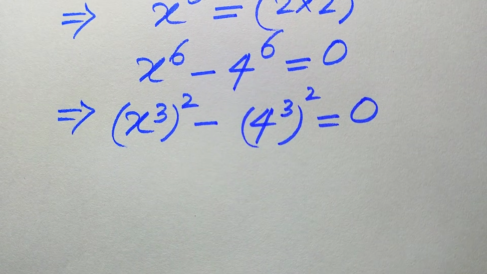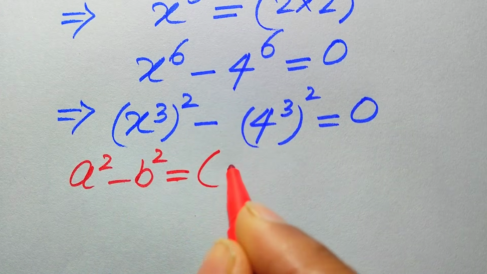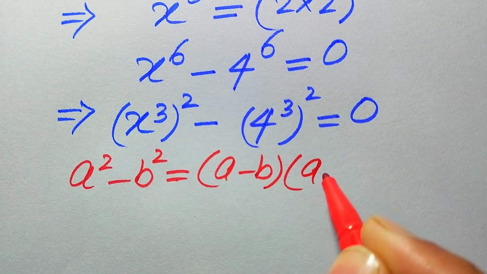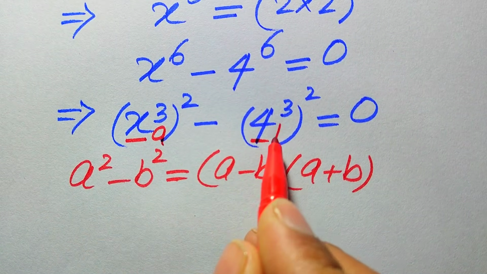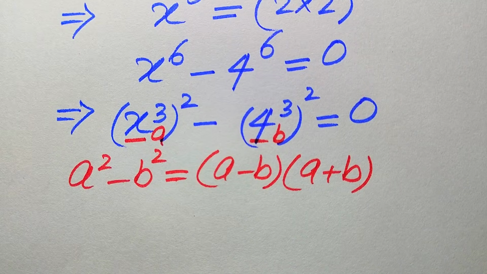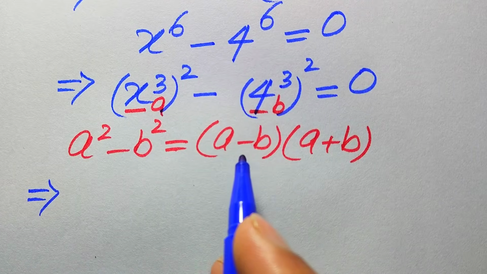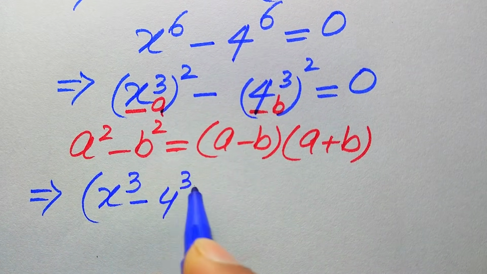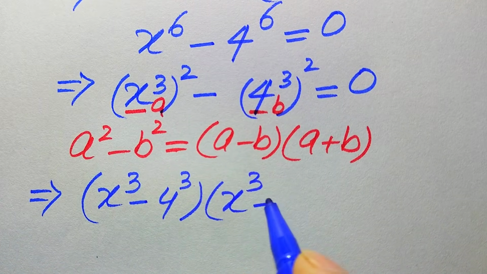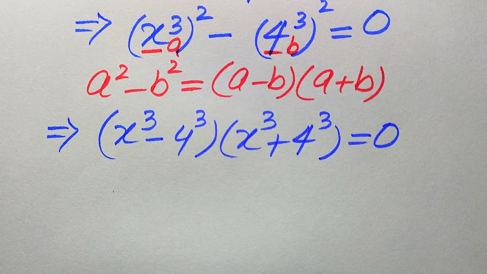And now in the next step, we use the nice algebraic formula. You know about that: a square minus b square equals a minus b times a plus b. You see here the base of this term is our a and the base of this term is our b, and we write the values of a and b in this formula, and it becomes x cubed minus 4 cubed times x cubed plus 4 cubed, and this whole equation is equal to 0.